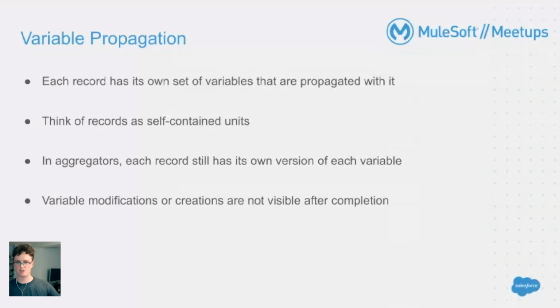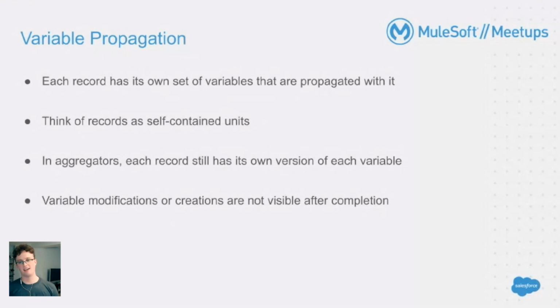So remember, batch job's asynchronous. You have a couple variables, A and B, coming in. Each record gets a copy of those. It can modify those and use those modifications as it will. But after the batch job, you're still just going to see the original values of those variables. And similarly, if you create a variable inside a batch step, it's not going to be visible outside of that batch job at all.